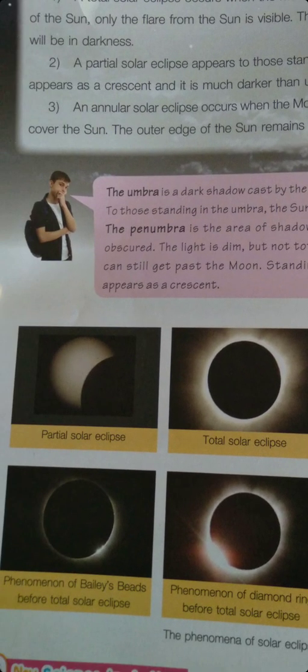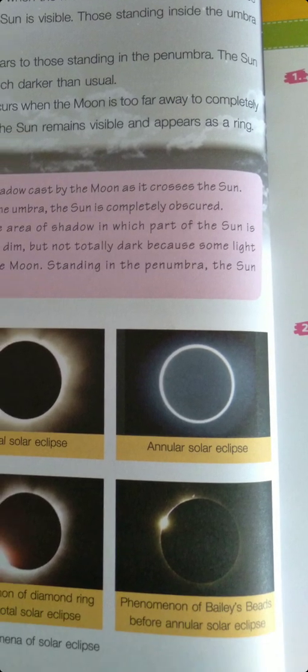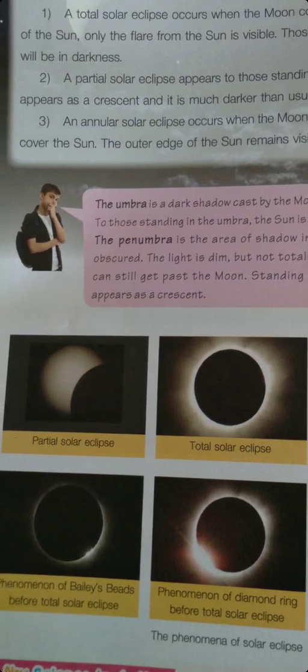Then the phenomenon of Baily's beads before a total solar eclipse. The next picture is the phenomenon of the diamond ring before a total solar eclipse. And the last one is the phenomenon of Baily's beads before an annular solar eclipse. So that's it. After my video, I will send you a supporting video on YouTube for you to understand it more. Please watch it.